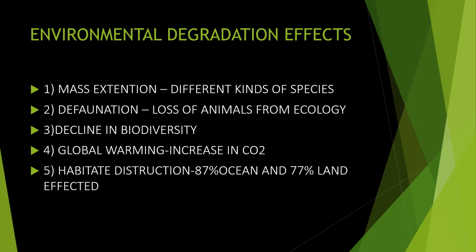And the next is defaunation, that is loss of animals from the ecology, which I told you already. Defauna means animals. Defaunation means different kinds of animals lost from our surroundings. Using different kinds of chemical fertilizers and different kinds of pollution is happening to the environment. So animals living there will die of this poison, and they become extinct from our earth. Okay. Next is decline in biodiversity. Bio means life. The life chains will all decline, and the biological system will lose its equilibrium.